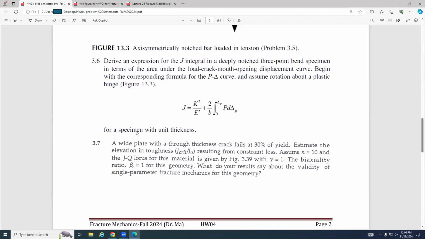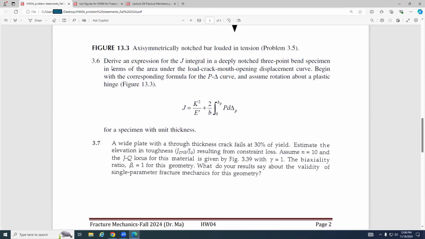Okay, for homework 4, we have finished problem 3.5. I hope you have almost finished all of these, because I gave you the detailed derivation. Today we are going to move on to the next problem.